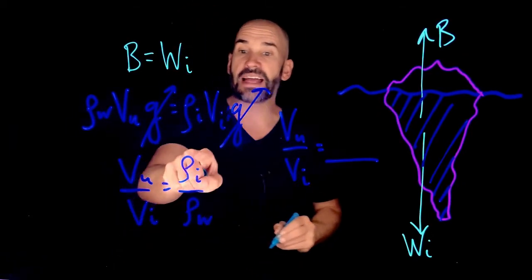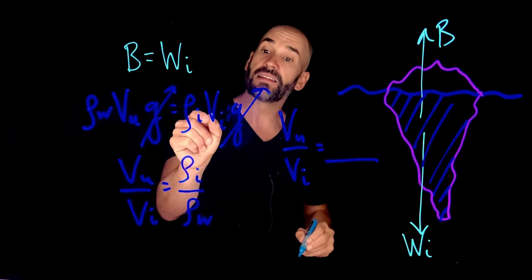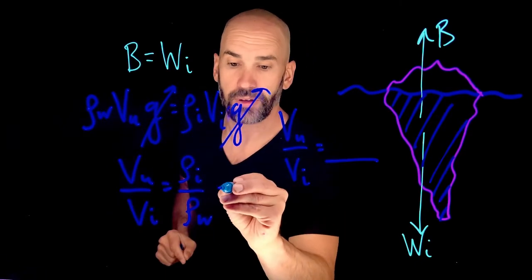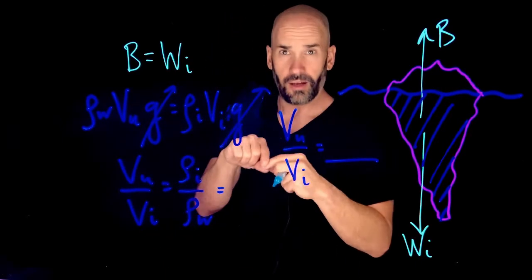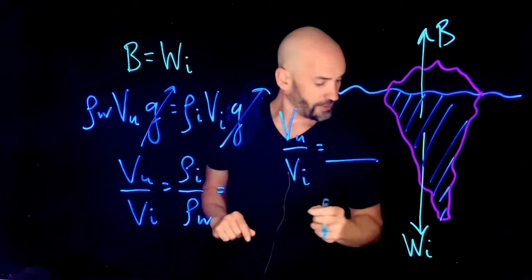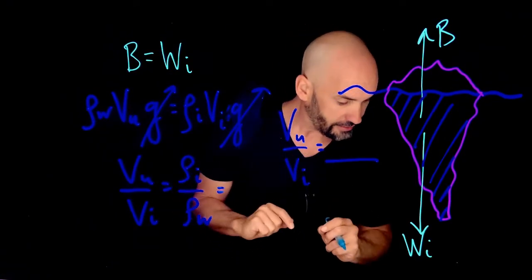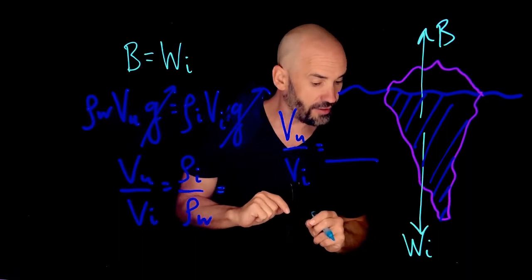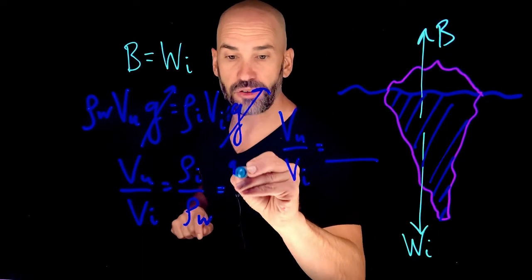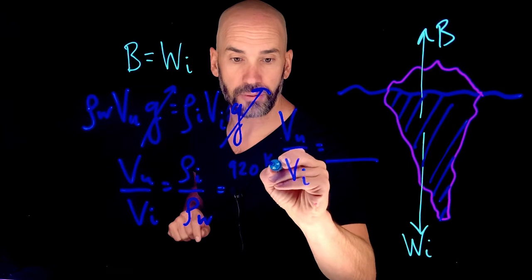So it turns out the density of ice is a little bit less than the density of water. Okay, you guys may know that. That's why ice cubes do float, right? And according to my research, the density of ice is about 920 kilograms per meter cubed.